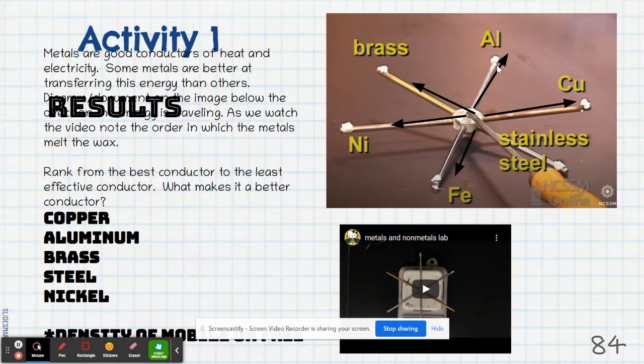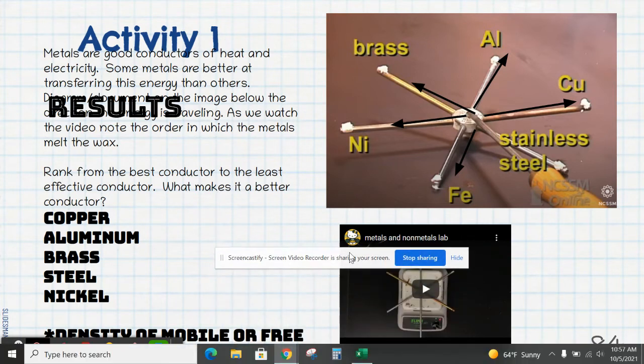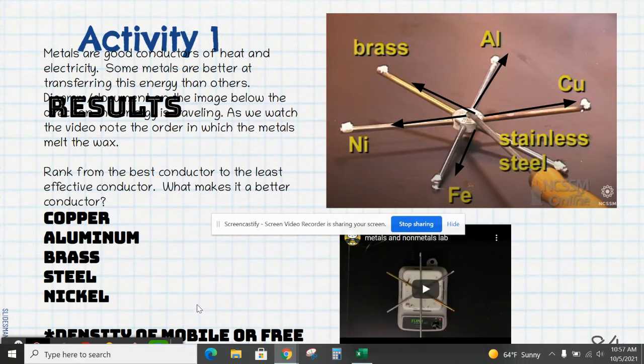end. And what makes something a better conductor is the density of mobile electrons. And mobile here means things that are electrons that are able to move. So if something has more of them, they're able to move and transfer that energy or that heat down the metal more efficiently than the others.